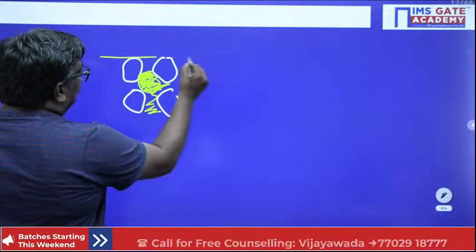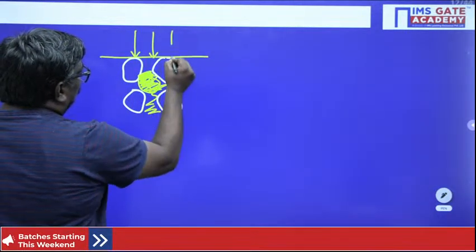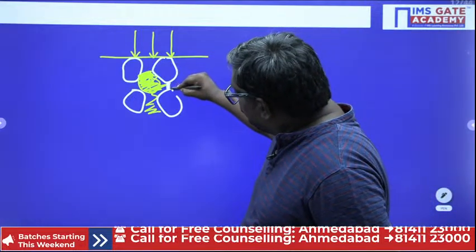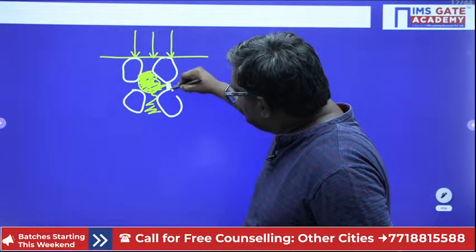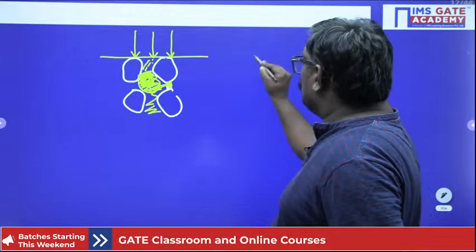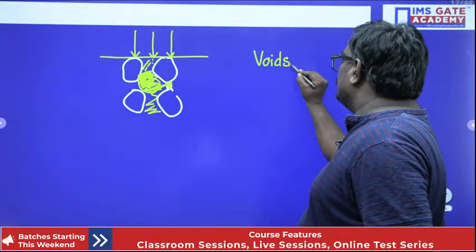So here, my dear students, there is a load which is going to be applied. What I would like to tell you is, the intergranular pressure between the soil particles is known as effective stress. Agree or not? So if you consider here the voids, these voids are filled with what? Voids are filled with water, right?